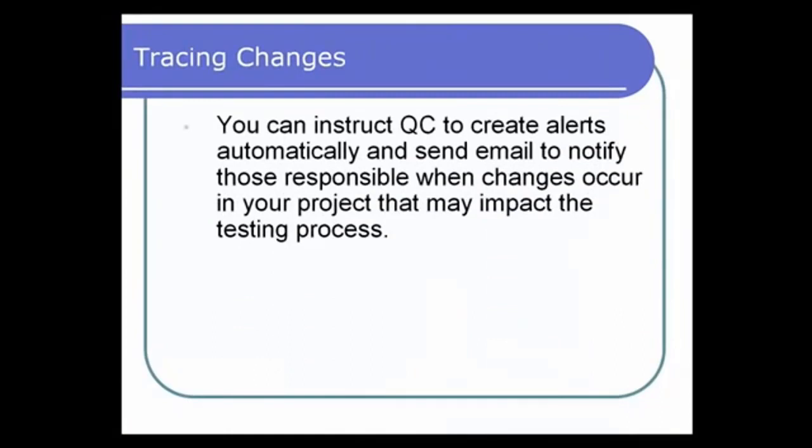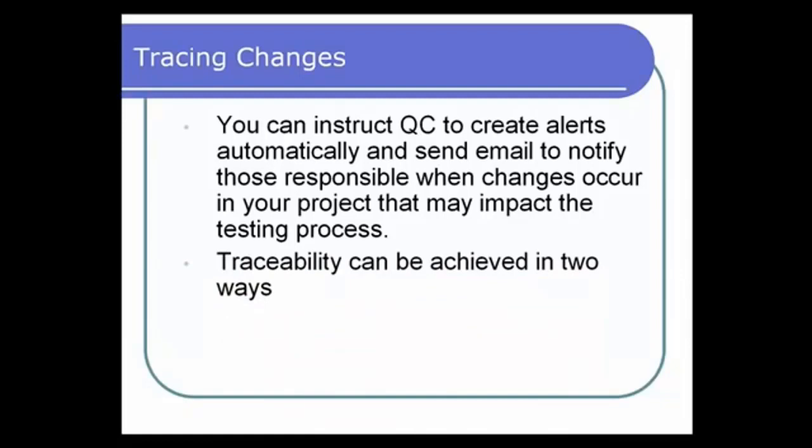Tracing changes in Quality Center. You can instruct Quality Center to create alerts automatically and send email to notify those responsible when changes occur in your project that may impact the testing process. Traceability can be achieved in two ways: automatic alerts, follow-up alerts.